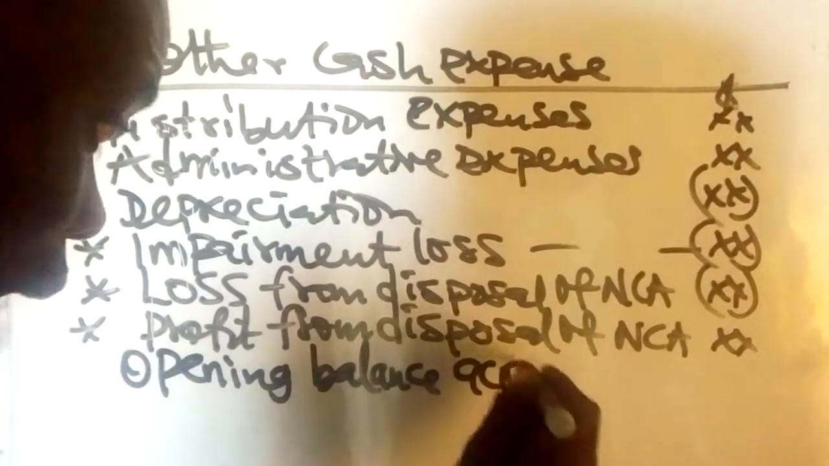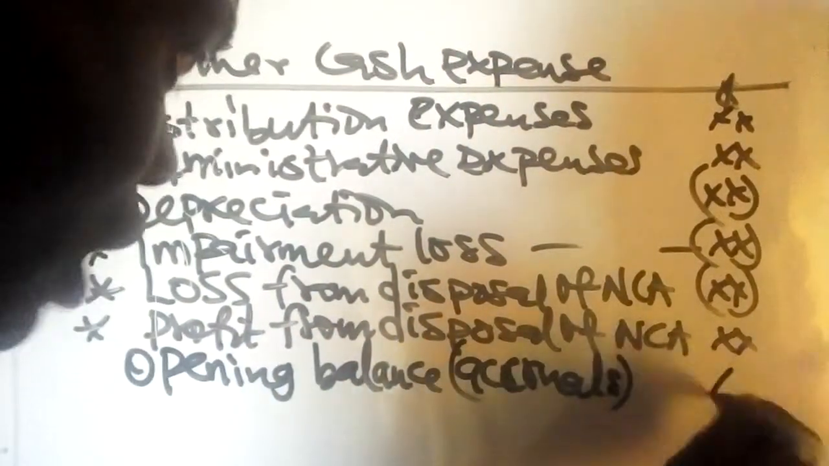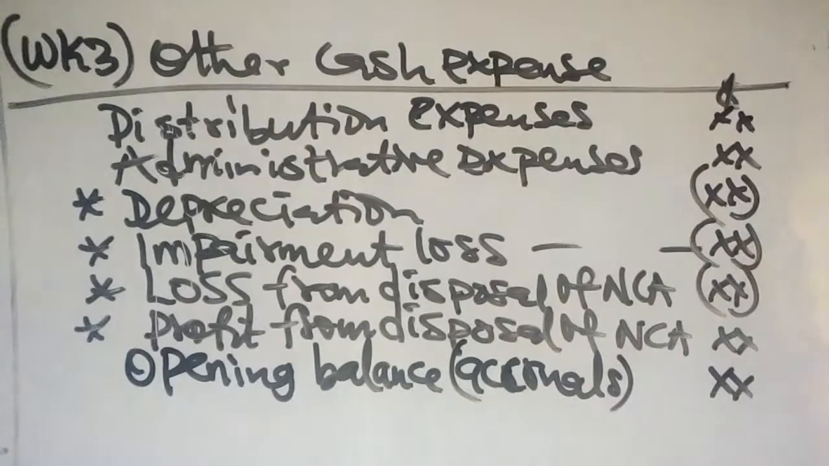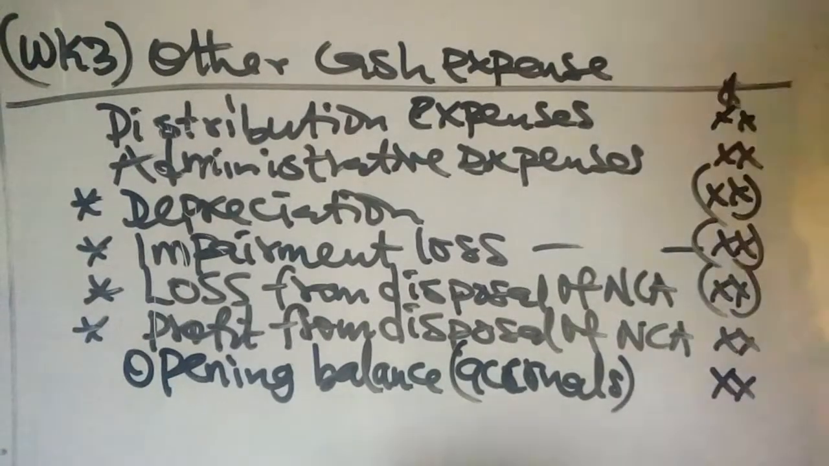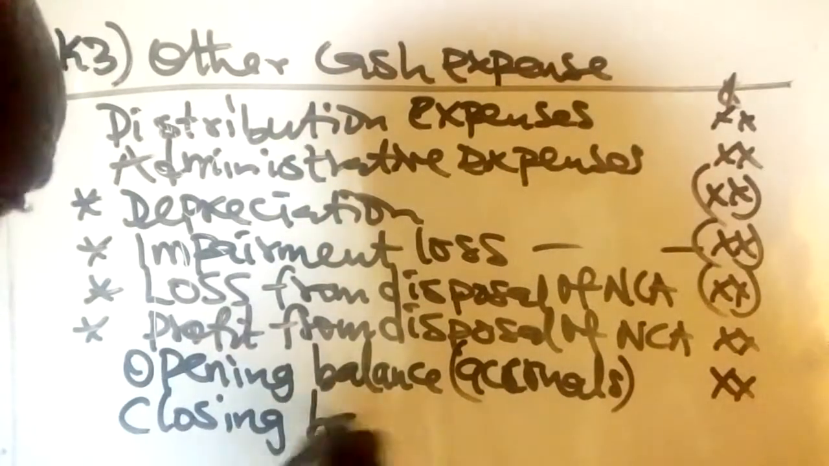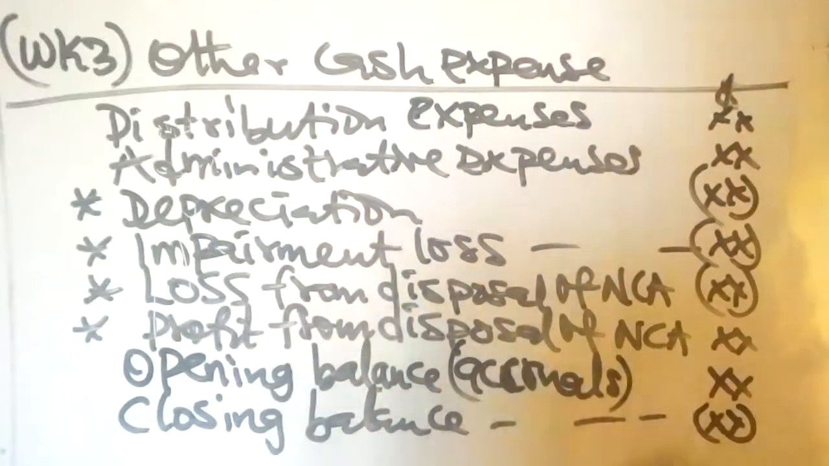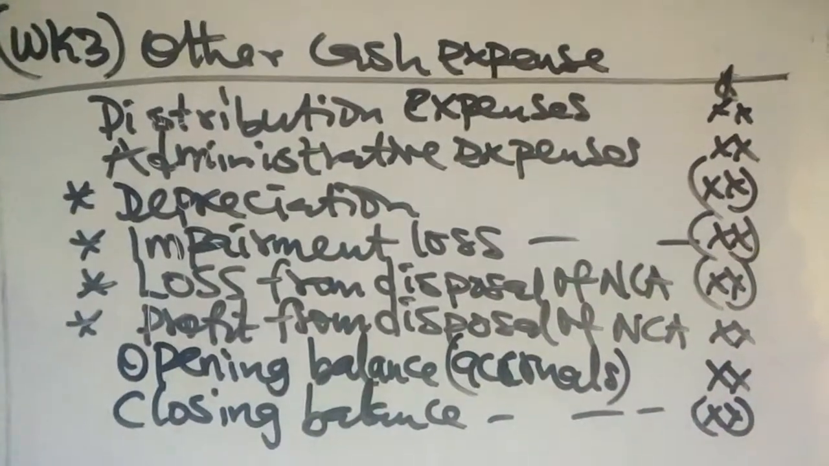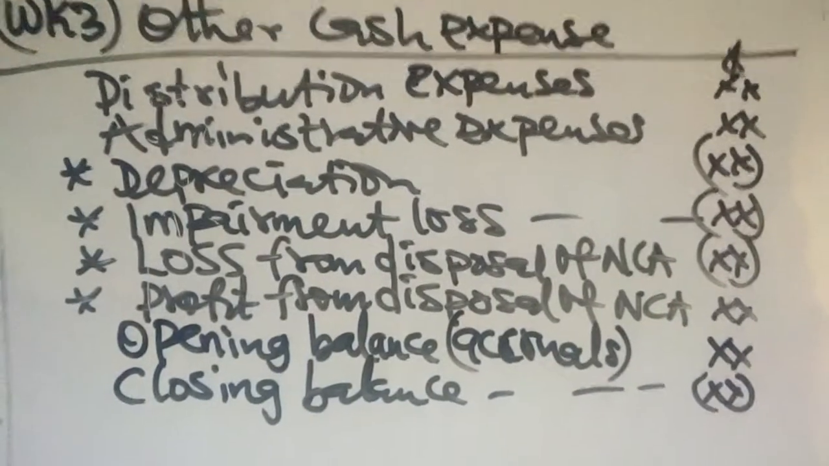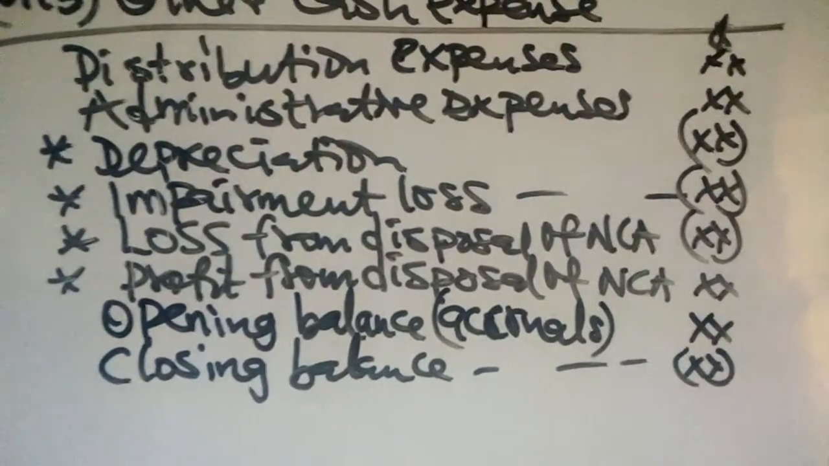Accruals. I've told you that accruals may be called other payables. So if you see other payables there, you know that it is the same as accruals. Then you less the closing balance of accruals. Then prepayment too may be adjusted in the other cash expenses.